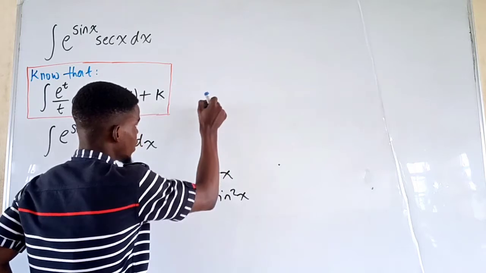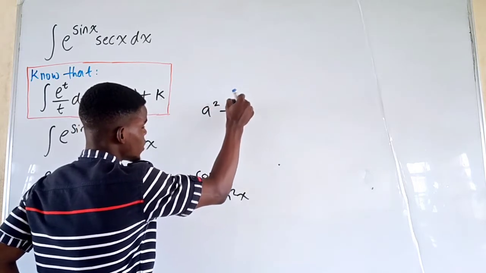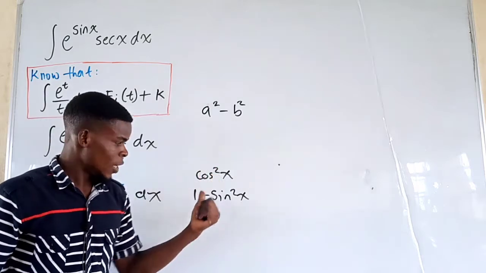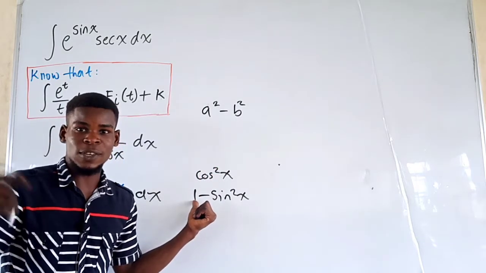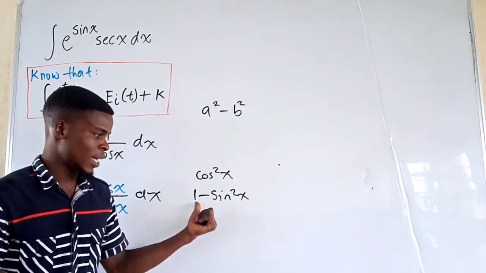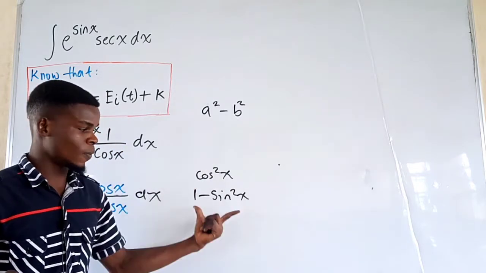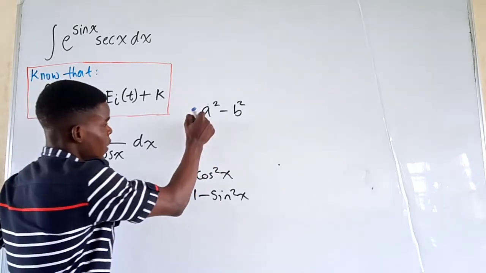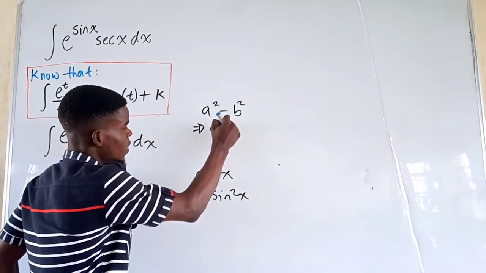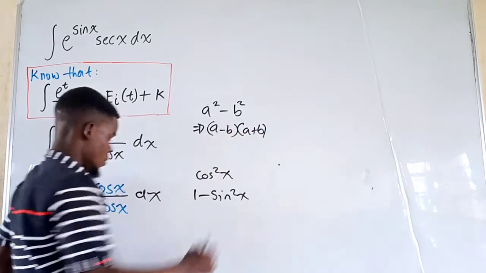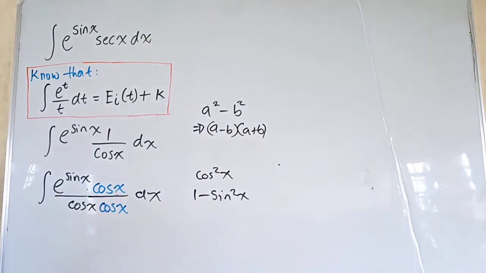When we have a squared minus b squared, we have a difference of two squares. Figure this one as 1 squared. You know, one is the same thing as 1 squared, so that we will be having a difference of two squares where the sine has been squared already. These can be factored, so the factors are a minus b and then a plus b.